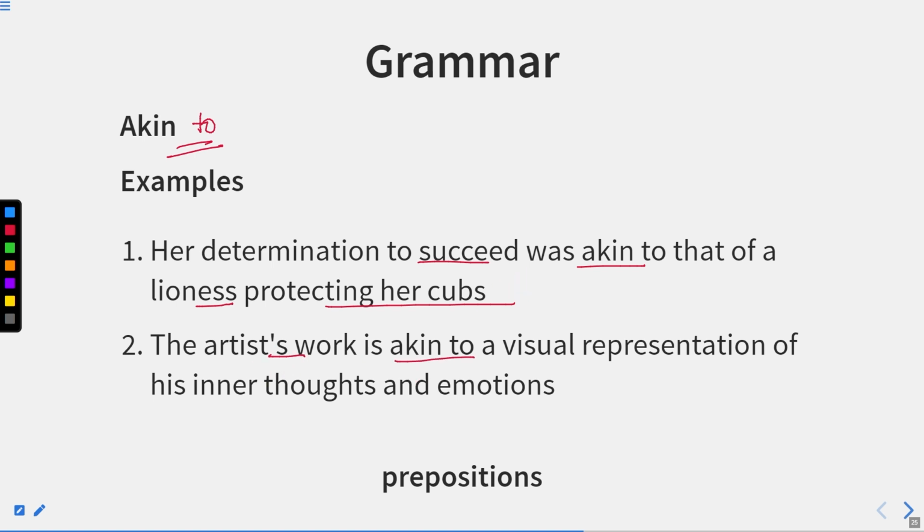The artist's work is akin to a visual representation of his inner thoughts and emotions. So akin to is used when something resembles another thing. So whatever work this artist does, it shows or represents his inner thoughts. So akin to, which resembles or which shows us the quality of him for this life.